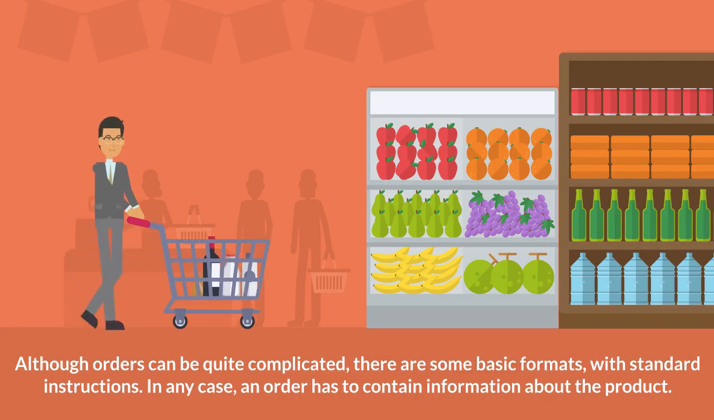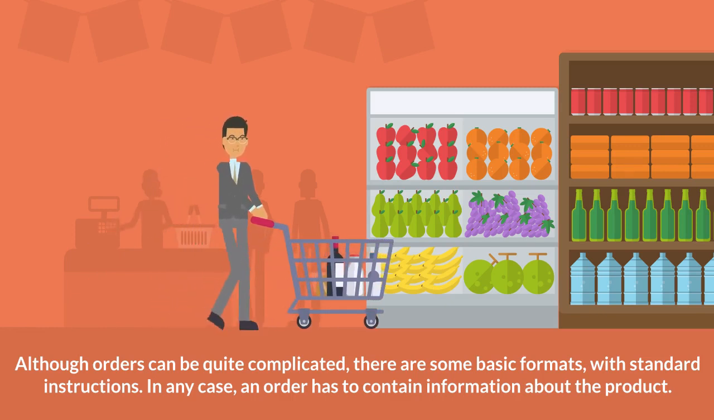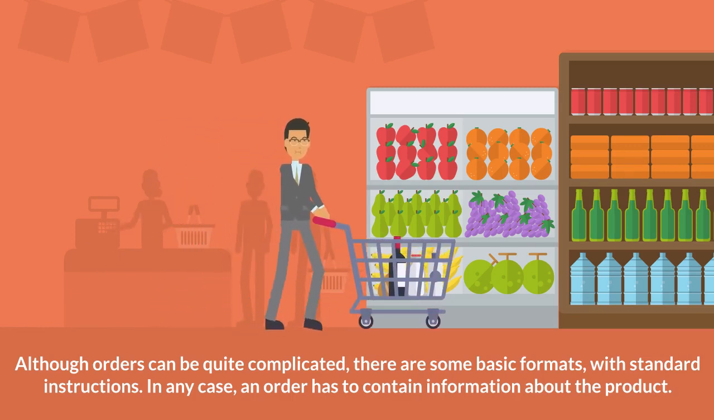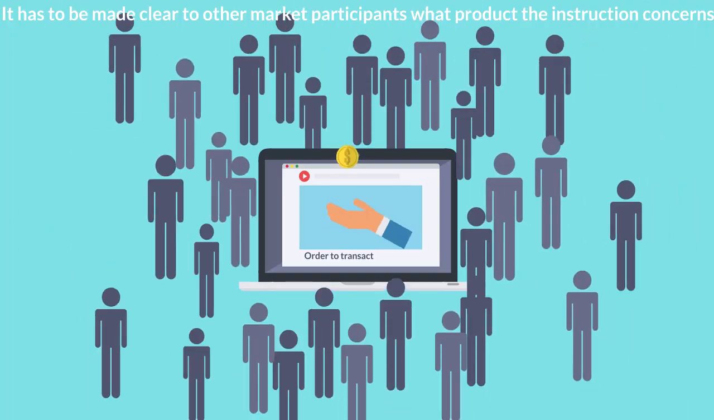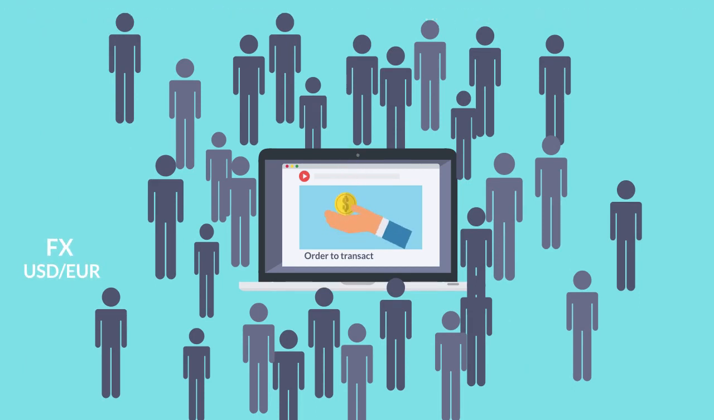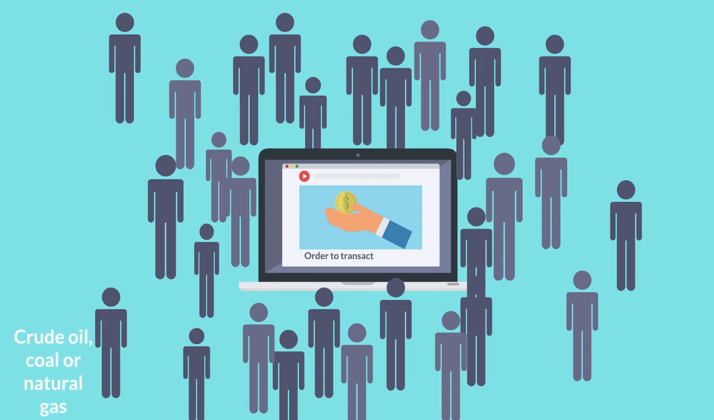Although orders can be quite complicated, there are some basic formats with standard instructions. In any case, an order has to contain information about the product. It has to be made clear to other market participants what product the instruction concerns. Clearly, this could deal with, for instance, the US dollar versus euro exchange rate, company shares of Microsoft, Google, or Amazon, or a commodity like crude oil, coal, or natural gas.